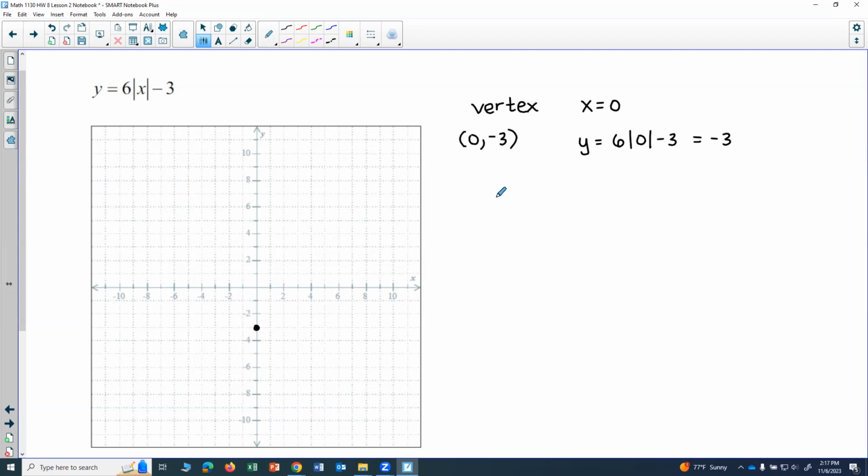So I plot that point, 0, -3. Now I need 1 point to the left. So let me try x equals -1. And 1 point to the right of the vertex. So I'll do x equals +1. When x equals -1, I'll have y equals 6 absolute value of -1 minus 3. But absolute value just makes that -1 a positive. So 6 times 1 minus 3. 6 minus 3 is 3. So I have the point -1, 3.